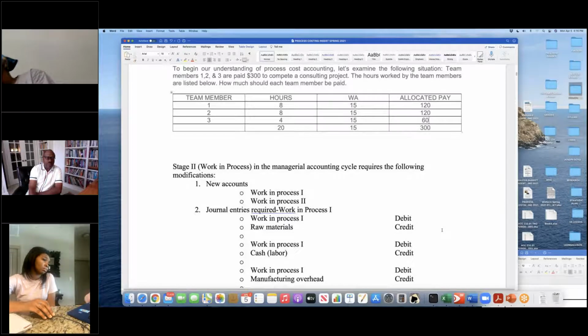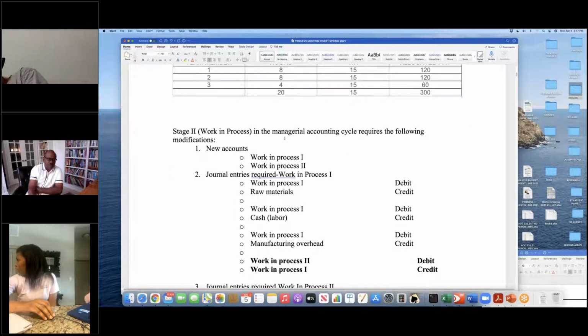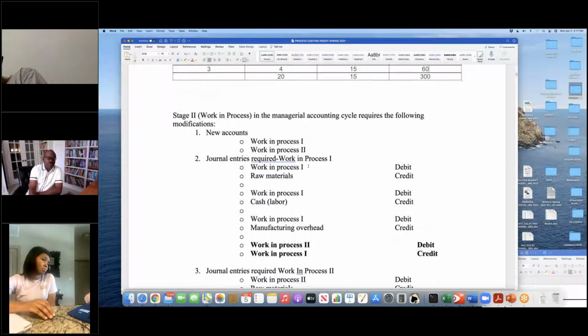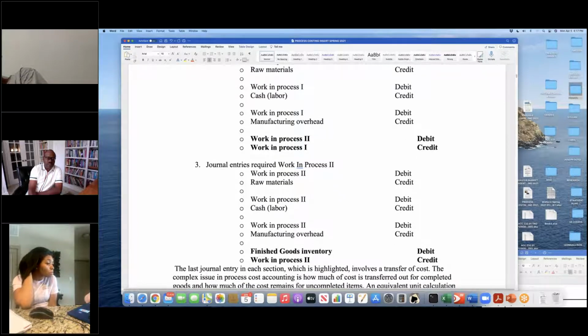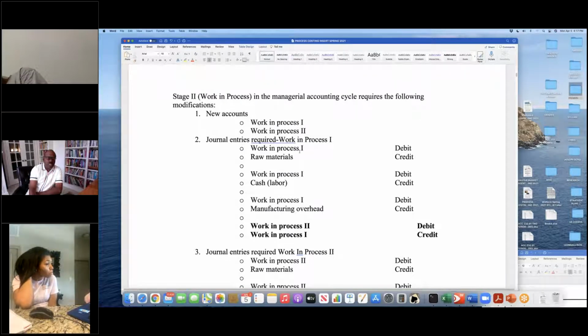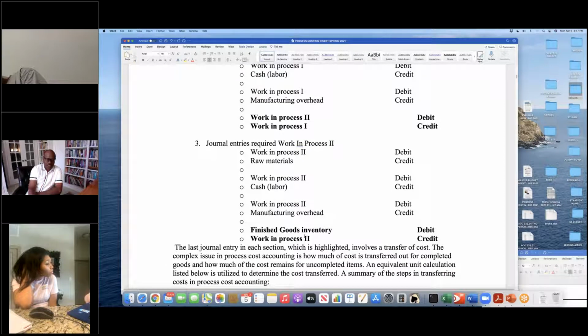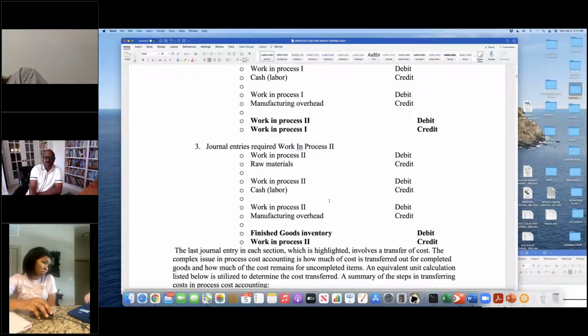When we have process accounting, different from joint product costing, there's a work in process 1 account and a work in process 2 account. So in work in process 1, we make journal entries for raw materials, labor, and overhead. Then we transfer the cost to work in process 2. Then we make the journal entries once again for raw materials, labor, and overhead. Then we transfer the finished goods. So we go from work in process 1 to work in process 2 to finished goods. One product that's being made, but it's 2 processes, and it could be more than 2 processes.